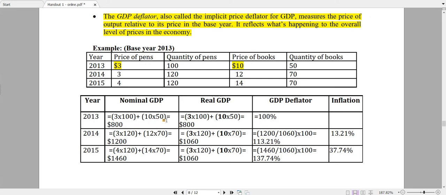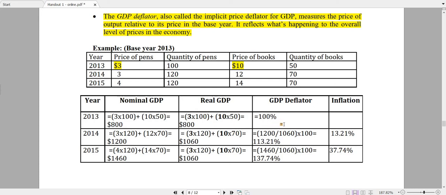Similarly, in this second component here, I'm multiplying the current price of books with the current production of books, which gives me $800. Real GDP is going to be the price of pens in the base year, which incidentally is also 2013, times the quantity of pens produced in 2013 plus the price of books in 2013, which is also 10, times the quantity of production in 2013 of books, which is 15. So this gives me 800 again. So it should not come as a surprise to you that for the base year, the nominal GDP must always be equal to the real GDP.